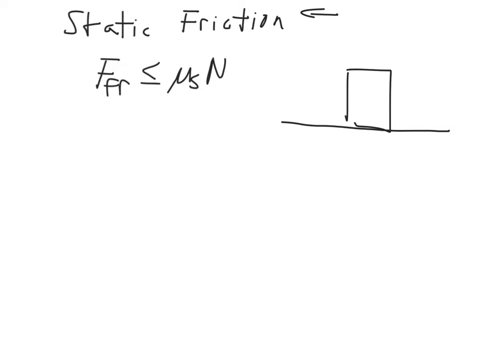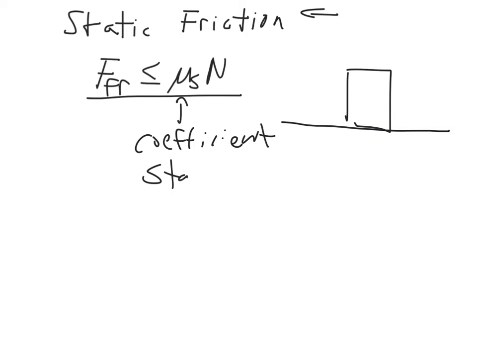Similarly to kinetic friction, here is our equation for static friction. This time we have the force of friction, F subscript Fr, but instead of an equal sign, we have a less than or equal to the coefficient of static friction. That's the coefficient of static friction, mu sub s. This time, instead of sub k for kinetic, this is sub s, and again, still times our normal force.